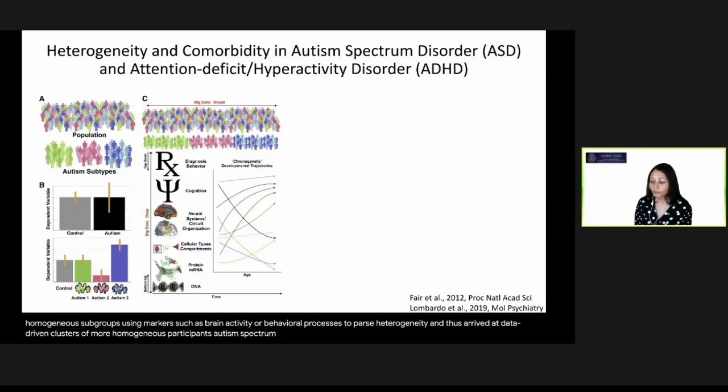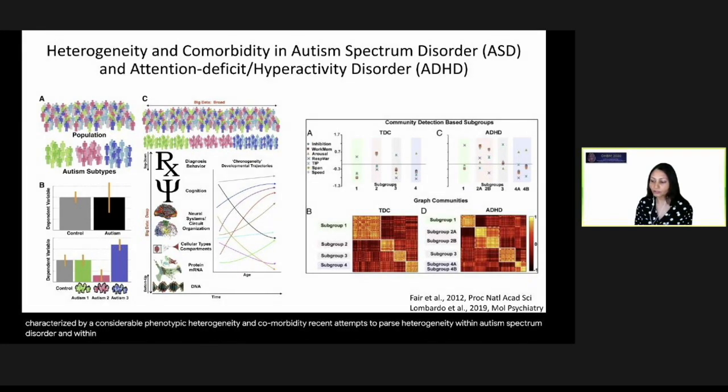Autism spectrum disorder, ASD, and attention deficit hyperactivity disorder, ADHD, are characterized by considerable phenotypic heterogeneity and comorbidity. Recent attempts to parse heterogeneity within autism spectrum disorder and within ADHD have been fairly successful in identifying subgroups within each of these disorders. But of course, there's a high degree of comorbidity between ASD and ADHD, making this endeavor much more complicated, with some estimates as high as 85% comorbidity between the two disorders.